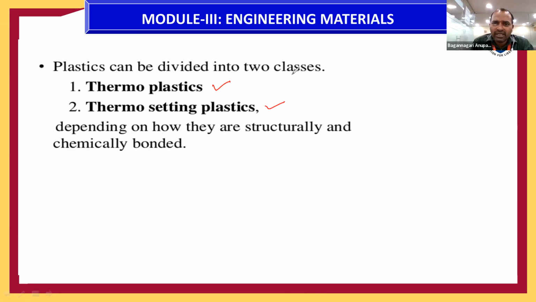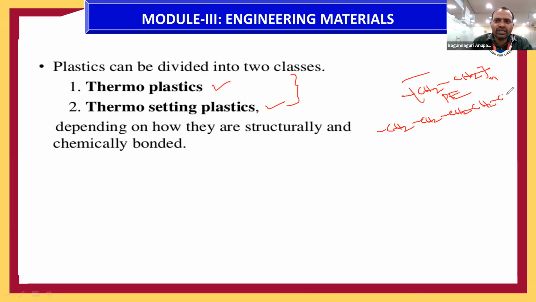So what are thermoplastics and thermosetting plastics? See students, these are thermoplastics. The best example for thermoplastics is H2C, CH2 taken n times. This is polyethylene. It contains a long chain hydrocarbon, CH2, CH2, CH2, taken n times.